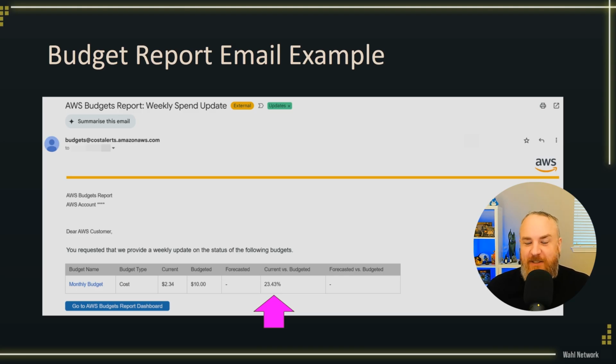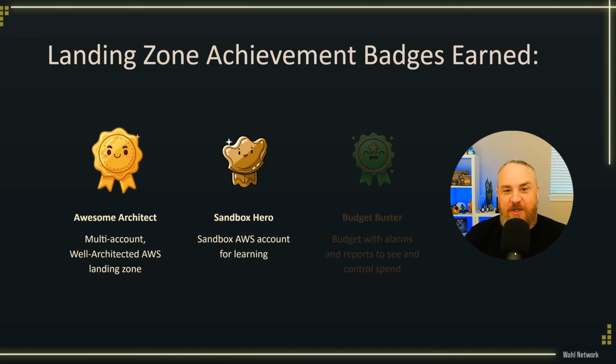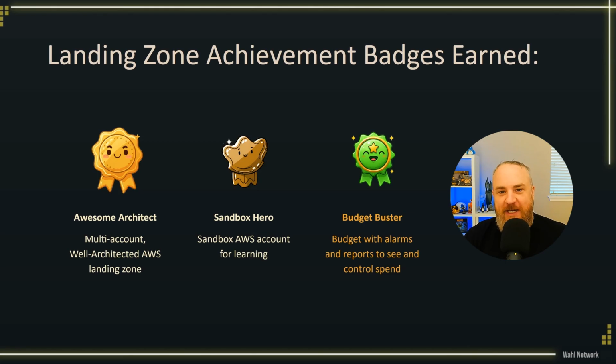It just says, hello, here's your budget. You have $10 in your budget. At the time of this email, I had spent $2.34. So on Sunday, I wake up to this email and go, okay, great. That sounds good to me. Look at you. You're a budget buster for setting up your first AWS budget and alarms and a report on your budget. This is going to help you see and control costs and make sure there's no surprise bill at the end of the month.